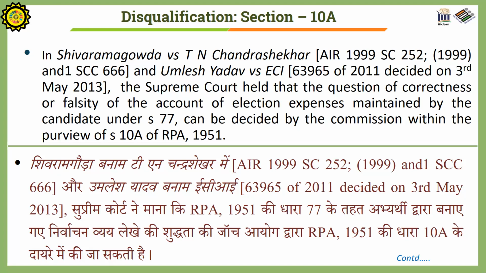In Shivaram Gowda vs. T.N. Chandrasekhar and Umlesh Yadav vs. ECI, the Supreme Court held that the question of correctness or falsity of the account of election expenses maintained by the candidate under Section 77 can be decided by the Commission within the purview of Section 10A of the RP Act 1951.